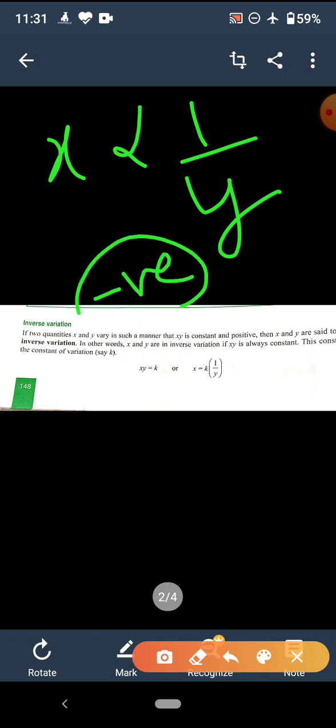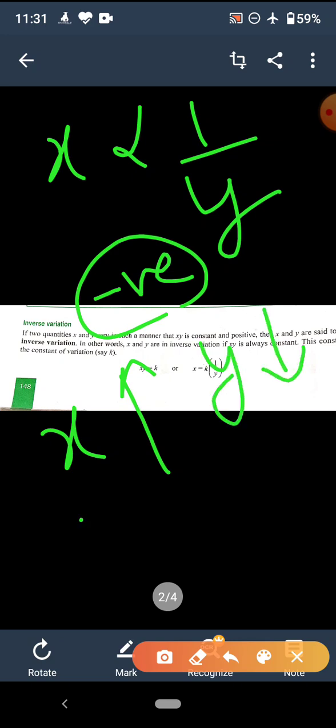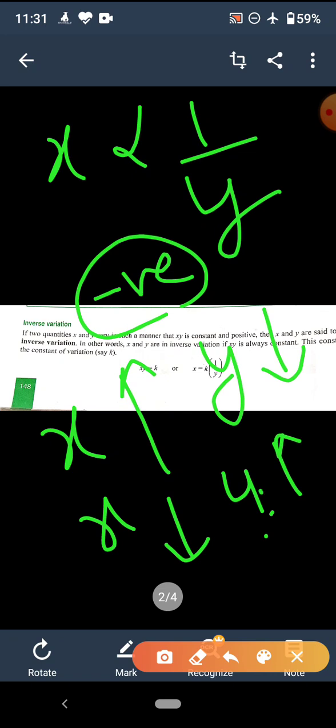If the two quantities x and y vary in such a manner that xy is constant and positive, then x and y are said to be in inverse variation. Inverse variation means that x and y are the two variables and they are negatively related with each other. It means that if x increases, y decreases, and if x decreases, y increases. Fine. So in this exercise we will learn about inverse variation.